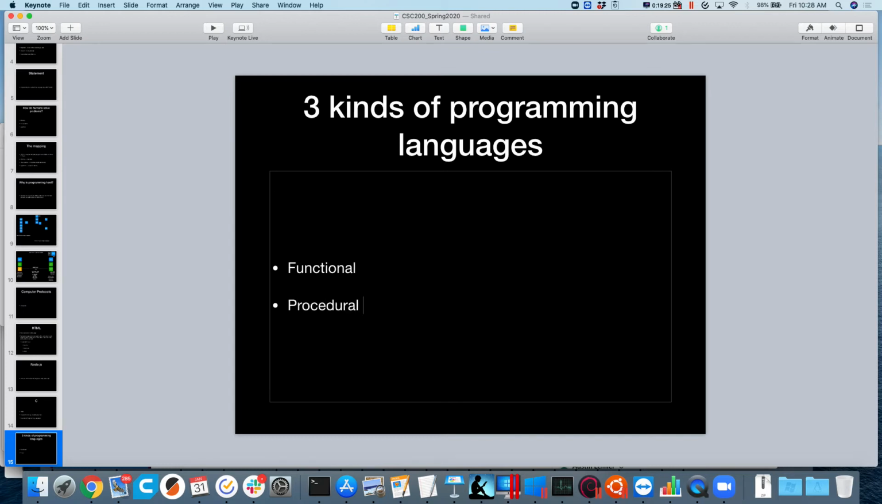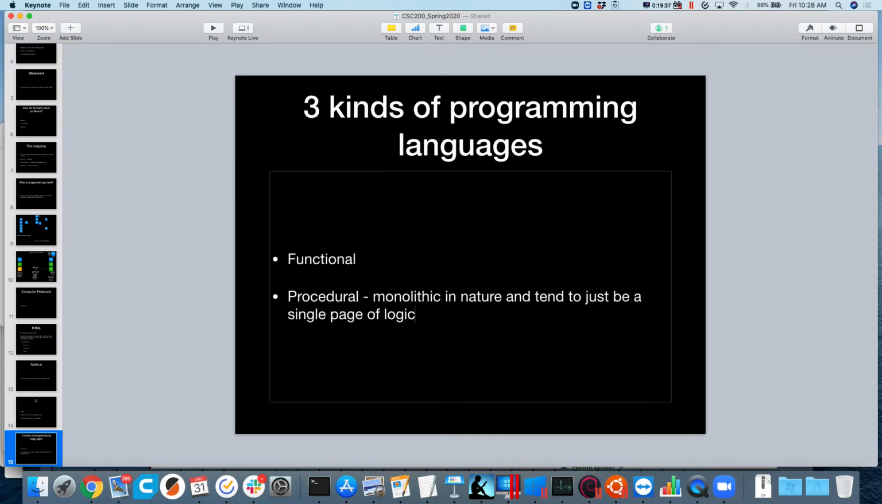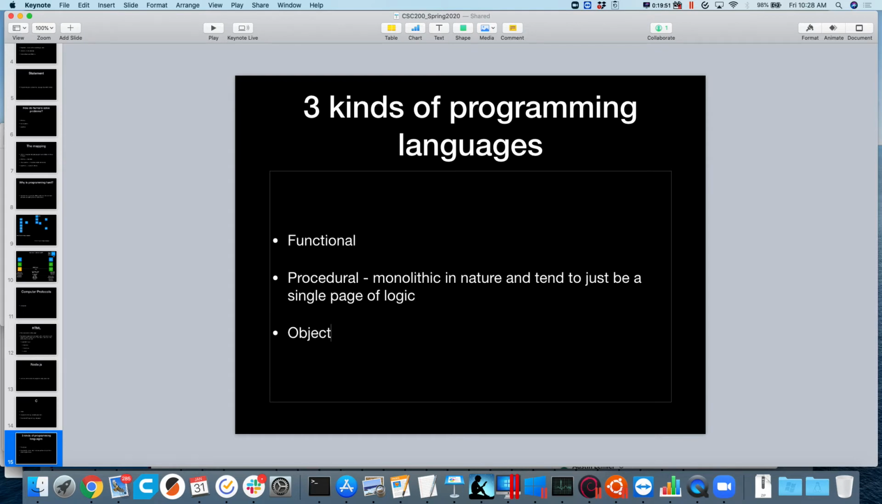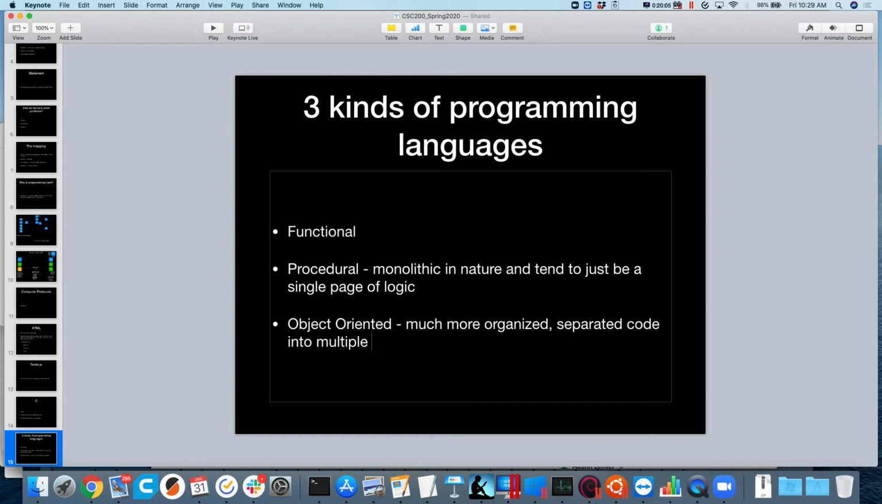Then we have procedural languages. These are monolithic in nature and tend to just be a single page of logic. So do this, then this, then this, then this, then this. Not that you can't have multiple files, but I'm going to give you an example here in a minute that'll give you the difference between procedural and object-oriented. The last one here is object-oriented languages. So, much more organized, separates code into multiple, we're going to say modules.